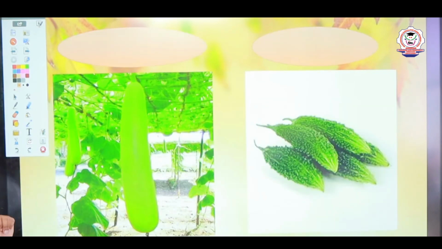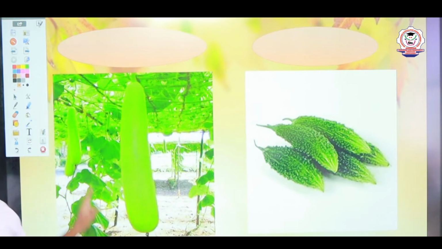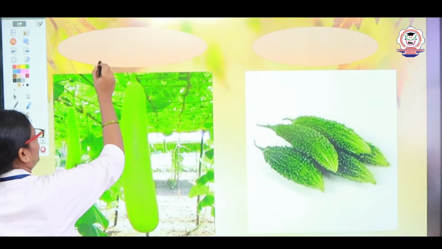Then another example. Now we can see two vegetables here, right? What vegetable is this? It is a bottle gourd and it is bitter gourd, right? Which is the longest one? Tell me, children, which is the longest one? Bottle gourd is longest. So you have to write long.